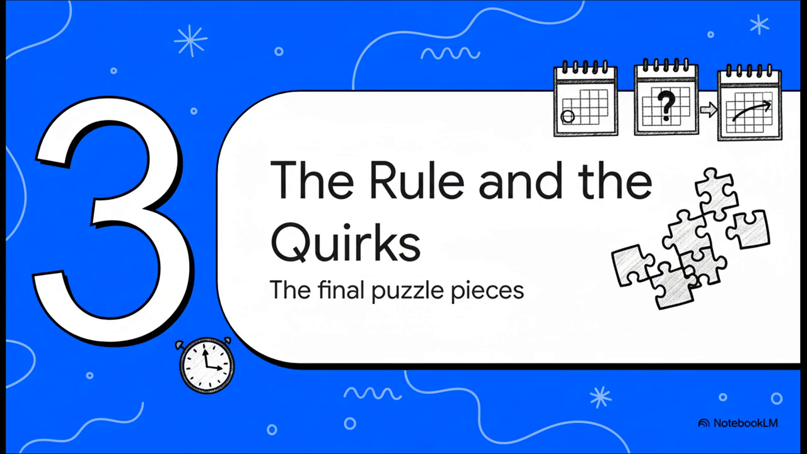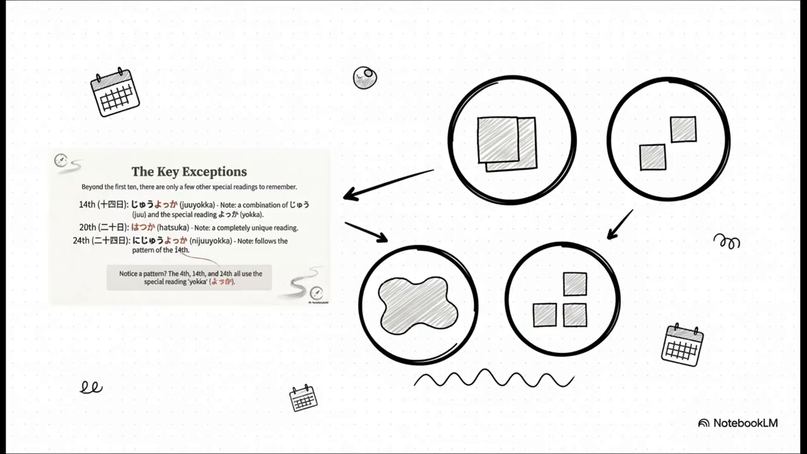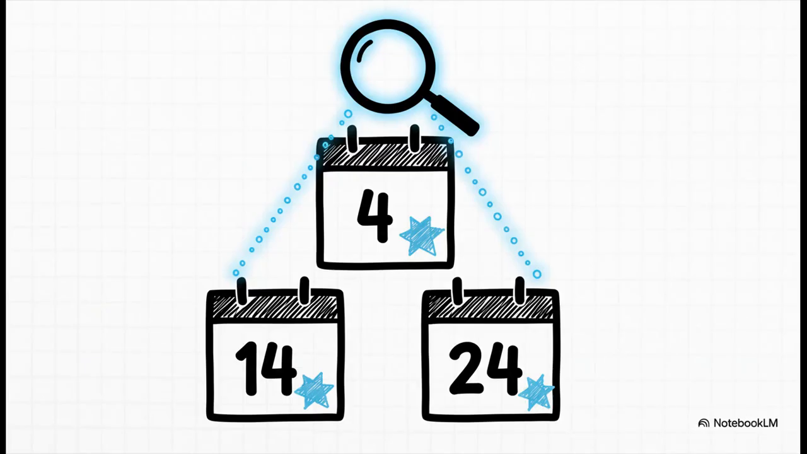There are just a couple more special days, or quirks, and then a super simple rule that takes care of pretty much everything else. Outside of those first 10, you really only have to worry about 3, just 3, other special days. You've got the 14th, which is Juyokka, the 20th, Hatsuka, that one's totally unique, and the 24th, which is Nijuyokka. That's all. Now check this out, because there's actually a cool little pattern hidden here.